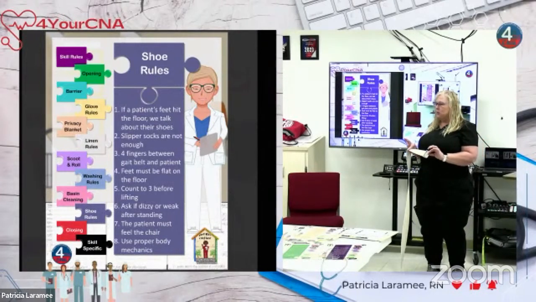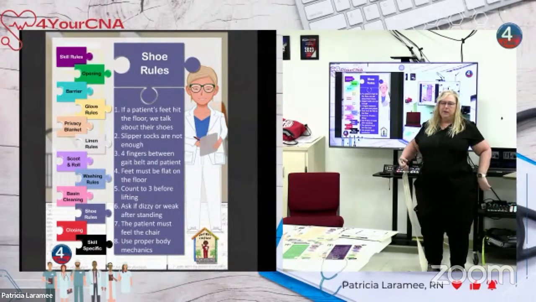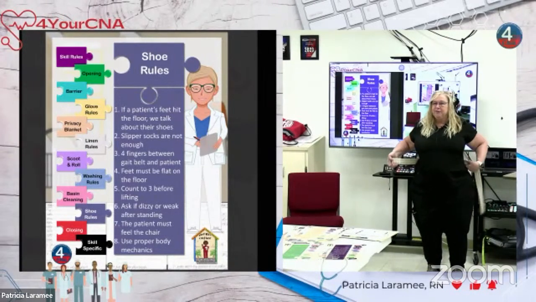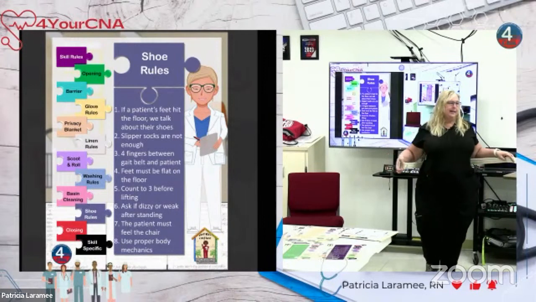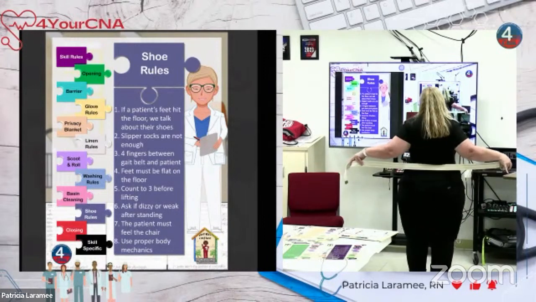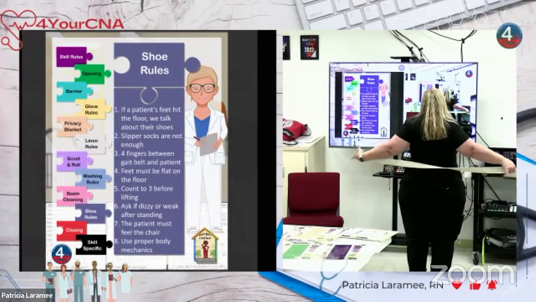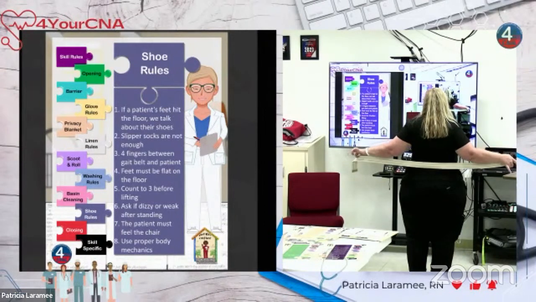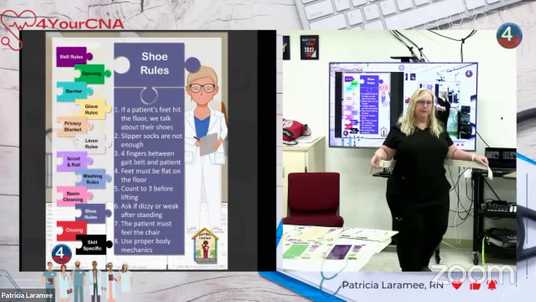When you put this around the patient's waist, you want to make sure that it's flat and not twisted. So see how that's flat and not twisted? If it were like this, it could injure the patient. So we want to make sure it's flat and not twisted.